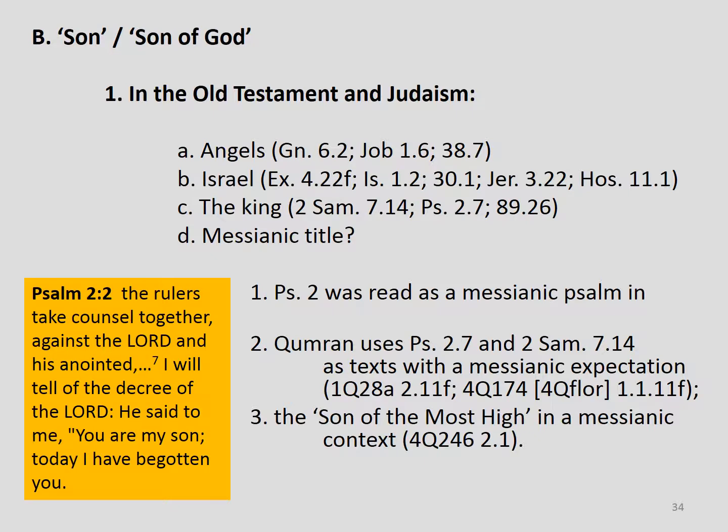In Qumran, Psalm 2:7 is combined with 2 Samuel 7:14, the covenant made with David, as texts with a messianic expectation. And the Son of the Most High is at Qumran taken in a messianic context as well. So when we see Son and Son of God, we can certainly understand that as equivalent to the term Messiah. Ultimately, I'm going to argue that that is only part of the meaning of Son. It's not the full meaning of the language Son and Son of God. So at this point, we note that there is this overlap with the term Messiah.